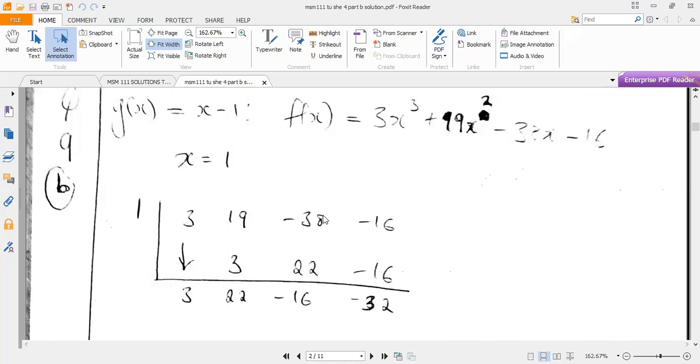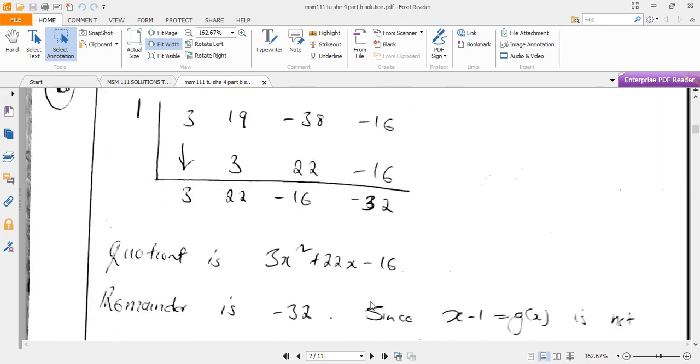Now negative 38 minus, negative 38 plus 22 is negative 16. Negative 16 times 1 is negative 16. So now when you say negative 16 minus negative 16, we're getting negative 32. So now what would be our conclusion here? We want to prove that g of x is a factor. Is that a factor? We have the remainder here. The negative 32 is our remainder.